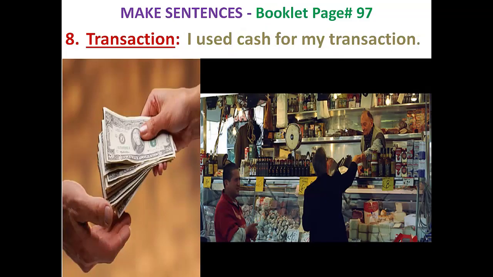Next word is transaction. Transaction is a business deal in which people give and take, in terms of cash or in any other mode. So this is a business deal here. So the sentence is: I used cash for my transaction. You can see the picture on the left here. Dollars are being used for transaction, and here also there is a transaction going on between the shopkeeper and the customer. You can make your own sentences.